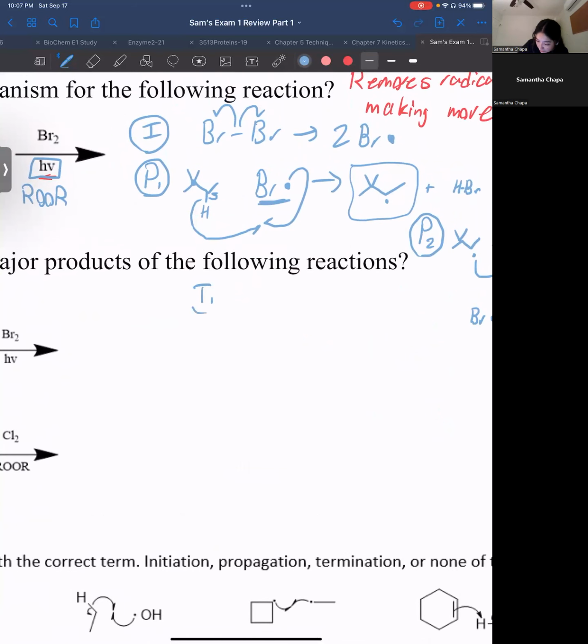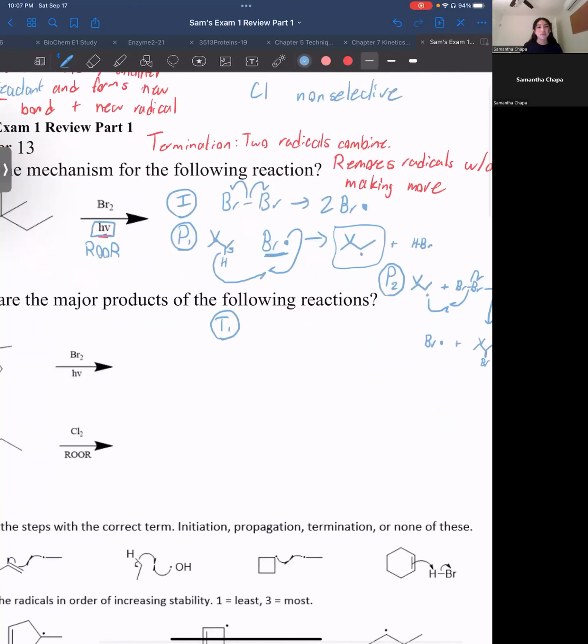So termination 1, getting rid of all your radicals. So all the radicals that you have in the previous reactions, you can use. So I'm going to use Br radical and another Br radical. Draw my half arrows, and I formed a new bond, Br2. I'm going to do another one, a random radical that we have, which can be this right here. And I'll just do Br again.